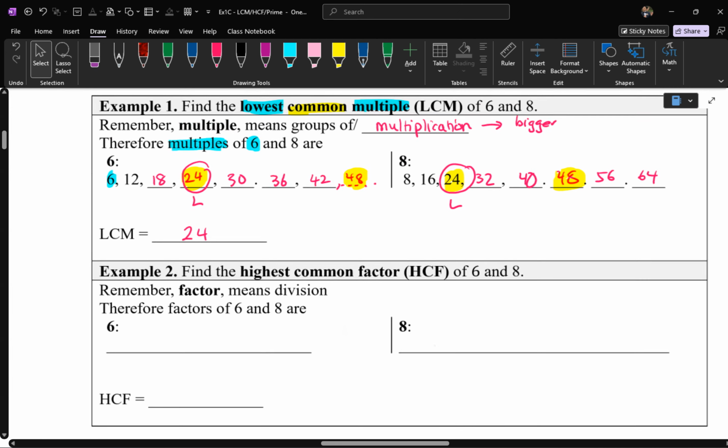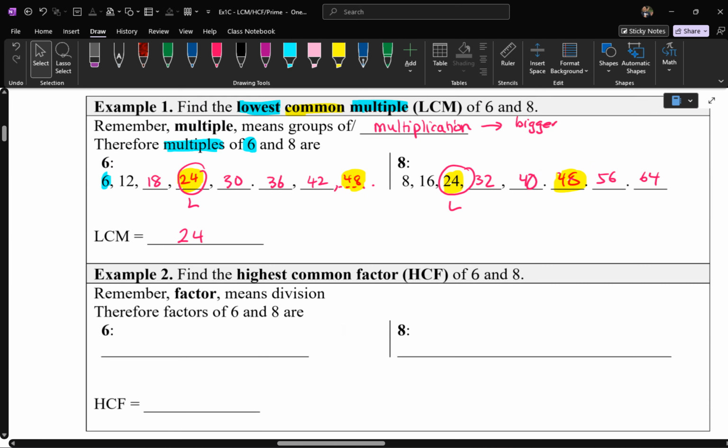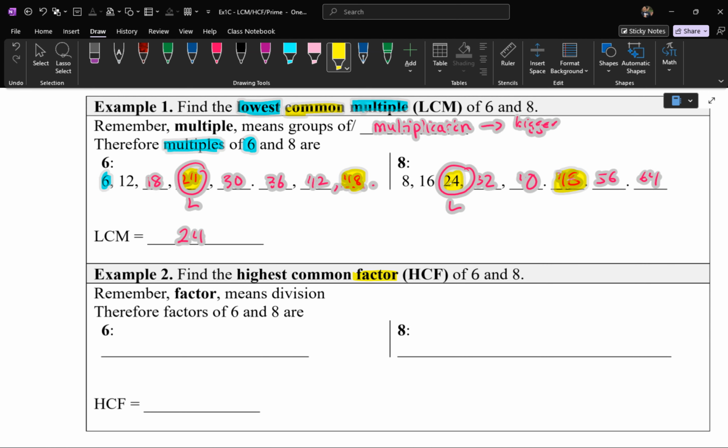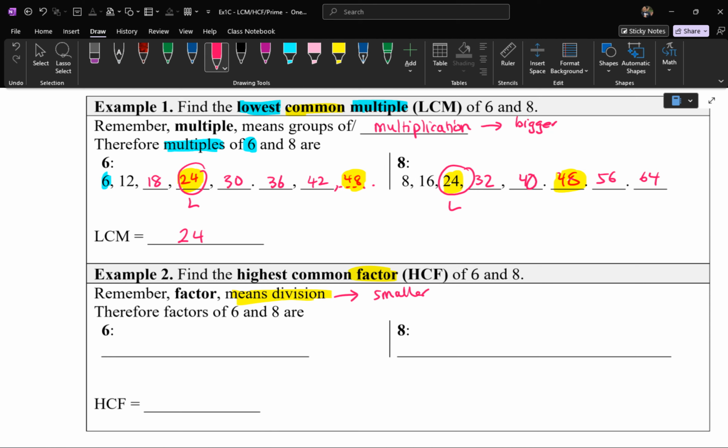Highest common factor is the opposite of lowest common multiple. So let's break it up again. Factor means literally division, which is the opposite of multiplication. If you're dividing, is it getting bigger or smaller? Smaller. So we should expect the list of numbers shouldn't go on infinitely, like both of these lists here. It should get smaller. So when I ask you, what are the factors of 6?